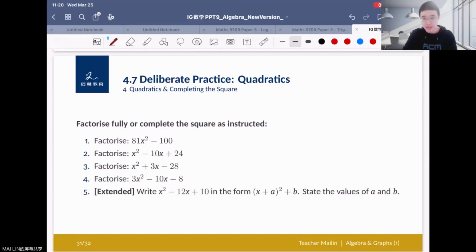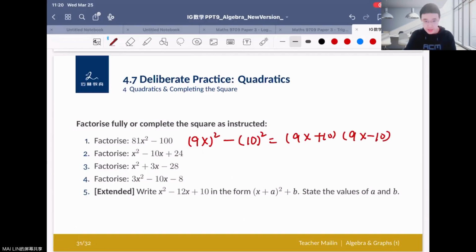Here you can write 81x squared as 9x squared, and minus 100 you can write as minus 10 squared. So you can write that as 9x plus 10 times 9x minus 10.